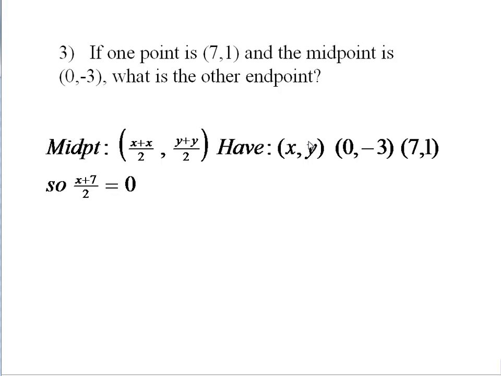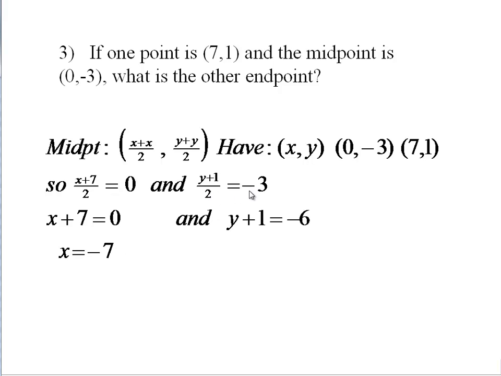Now we need to add our y numbers. This y is just the letter y. This y is the number 1 and divide by 2. So it's y plus 1 divided by 2 is equal to the middle, negative 3. So you add the two outsides, divide by 2, you're averaging them, and it gives you the middle one. Now this one, if you multiply by 2, this 2 cancels, you have x plus 7, 2 times 0 is 0. Subtract 7, and you get x is negative 7. With this one, multiply by 2, you get y plus 1 is equal to negative 6. Subtract 1, and y is negative 7, so our point is negative 7 for x and negative 7 for y.